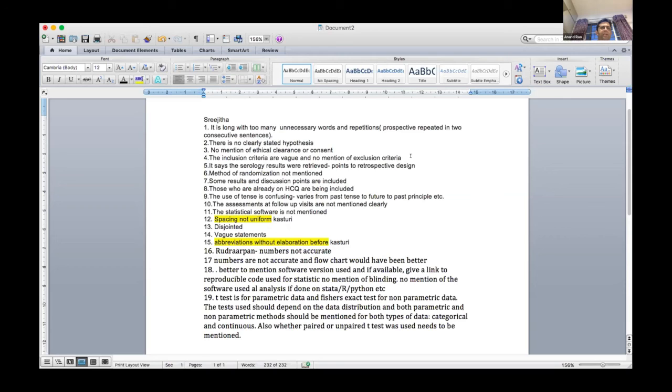And according to me, apart from these nice inputs from Srijita, it is a disjointed method section. They keep jumping from one place to another with a lot of randomness and a lot of vague statements made during the methods section. Kasturi had this, that the abbreviations were used without any elaboration prior to that. And I've added Rudrapan's statements too. These were our critique about the method section here. Thank you.